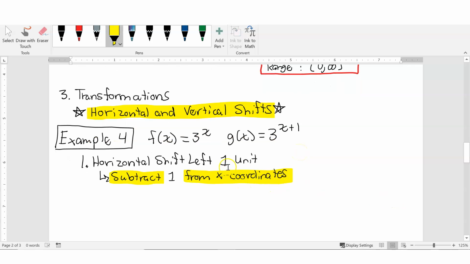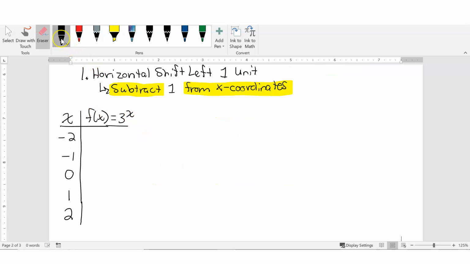Just as we did in Chapter 2, you want to identify any transformations you have and what order you may have to do them in. So here we have a horizontal shift left 1 unit. We're going to subtract 1 from the x coordinates. First, we need to come up with a table of coordinates for f of x, and then we can apply the transformation to graph the final function.